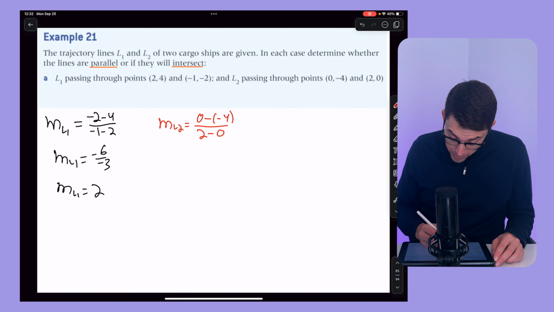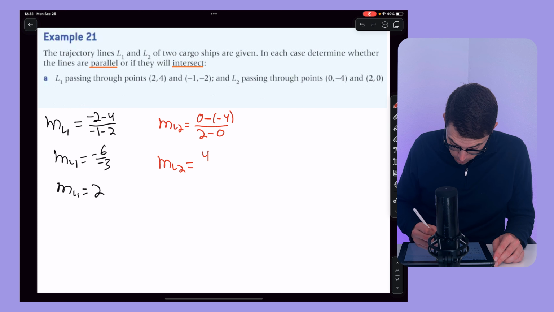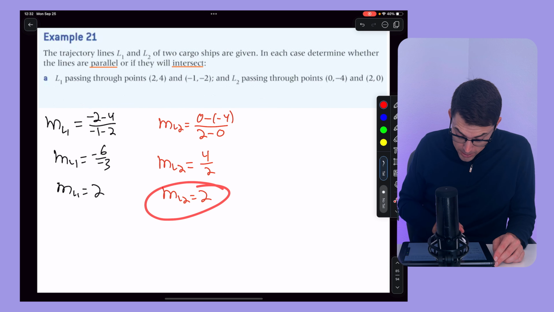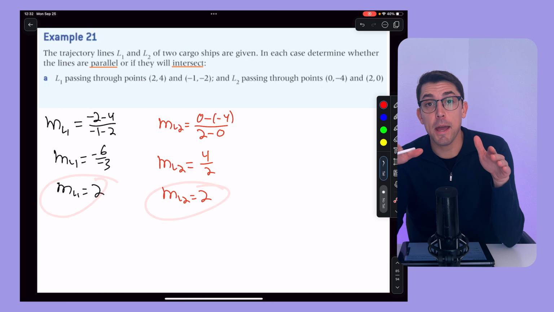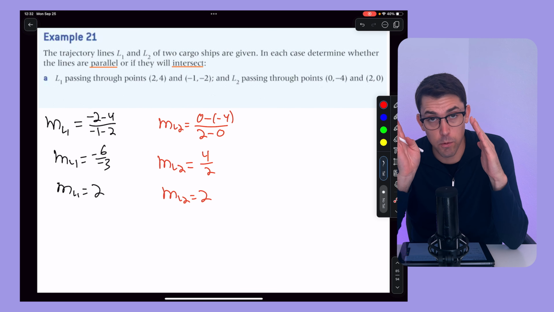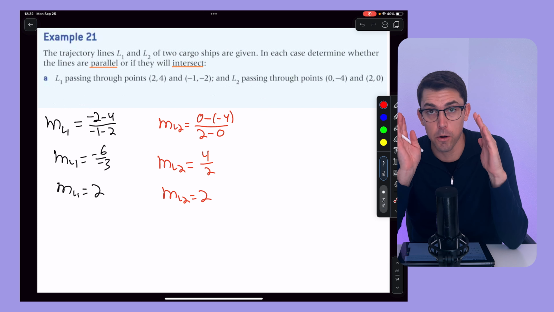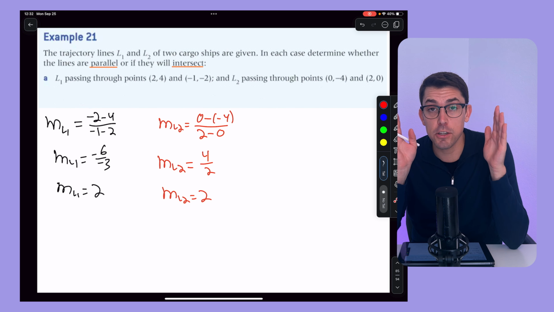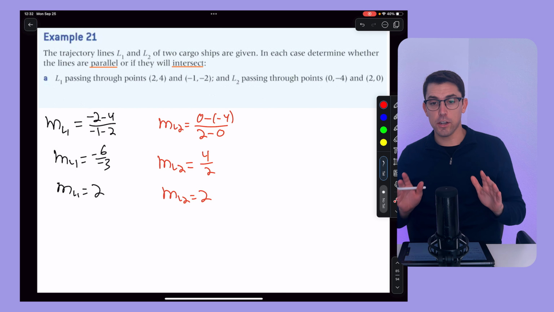All right, so if I simplify this down, I'll have the slope of L2 is equal to 4 over 2. The slope of L2 is equal to 2. So since these two slopes are equal, that means they have the same constant rate of change. They are going at the same exact rise over run. They're going at the same slope, the same gradient, the same rate of change, however you want to word it. And so these two lines are never going to intersect.